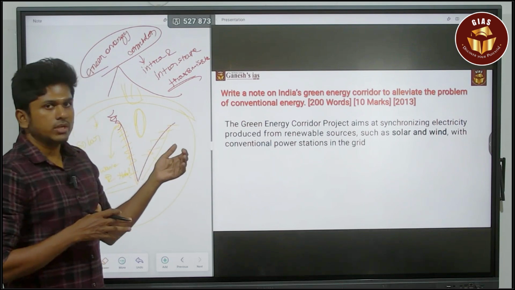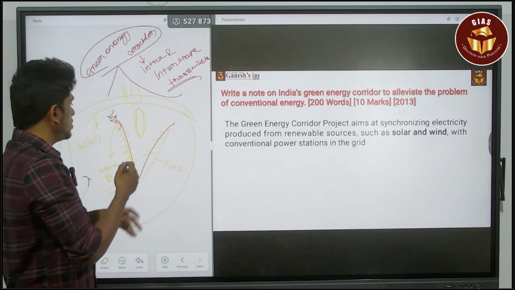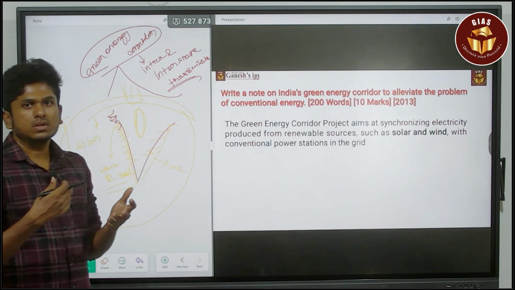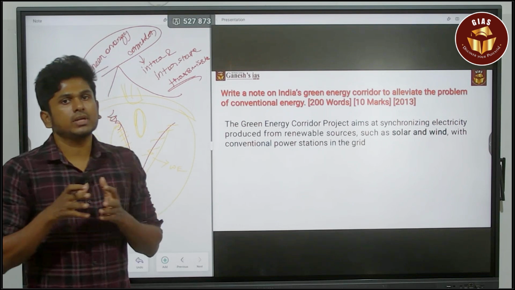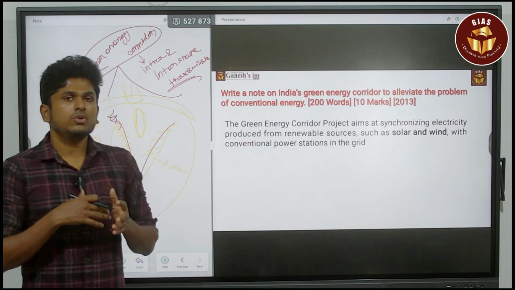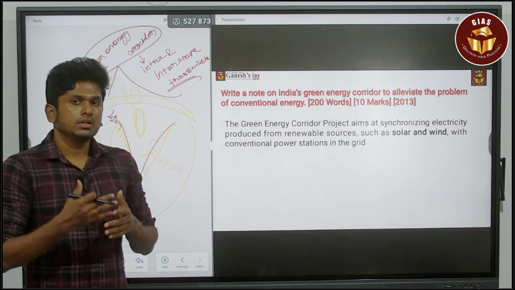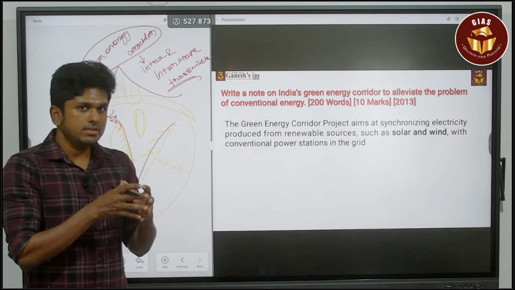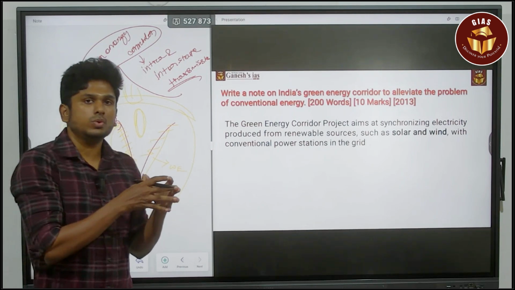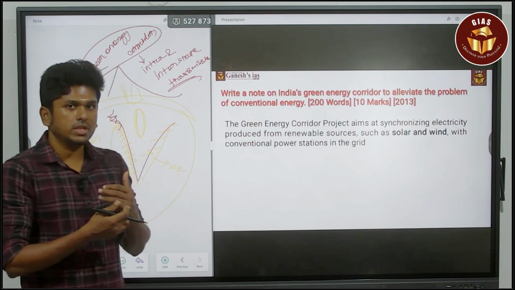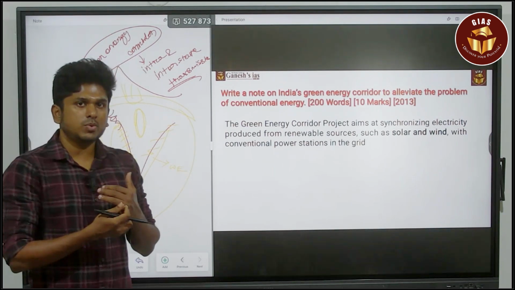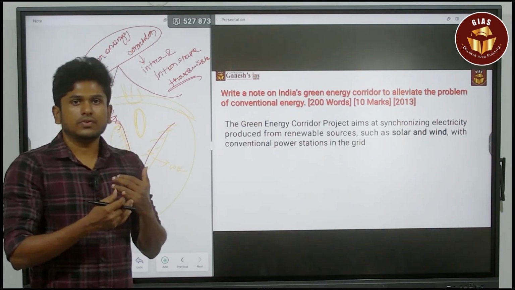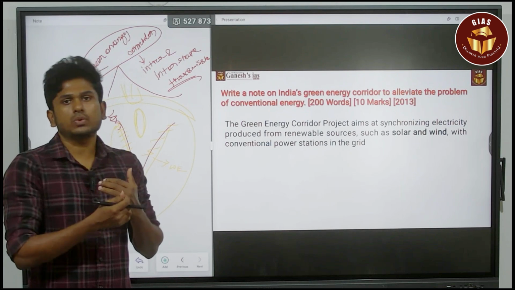At the same time, it is going to overcome the issues of this conventional energy source. It has major environmental concerns. So we are going to overcome that also. So these are the major things you need to give in your answer. First thing will be the introduction part. It can be about the target of the renewable energy by 2030.